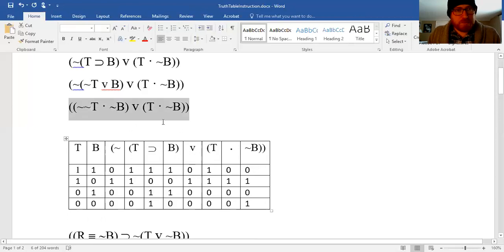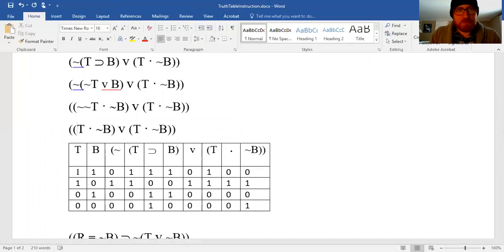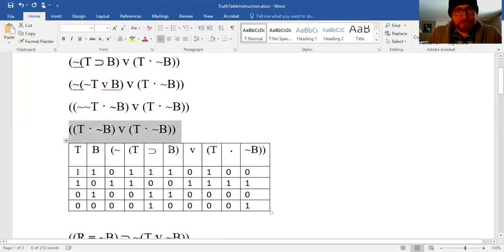But then furthermore, let's back this up here. Not not T is just logically equivalent to T. What that means is it's not the case that if T then B is logically equivalent to T and not B, right? So what we end up with here is either T and not B or T and not B, which is reducible to just T and not B. Okay, so this is actually a tautology. Disjoining one formula to itself is a tautology. Conjoining one formula to itself is a tautology.